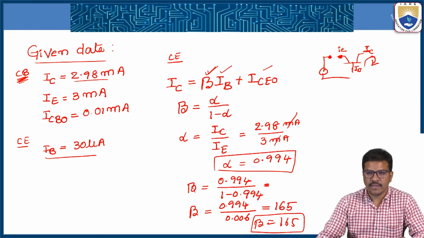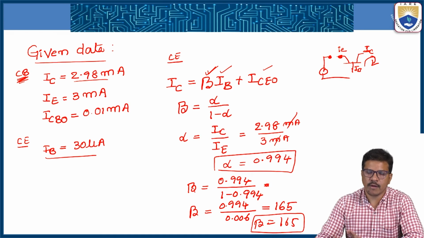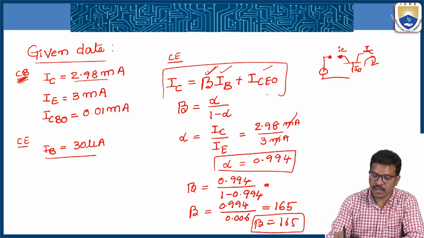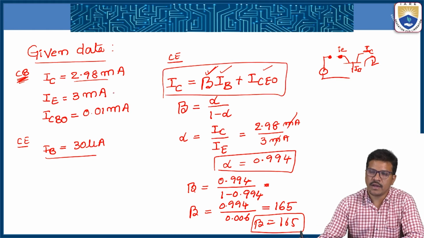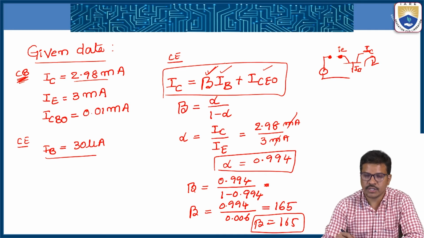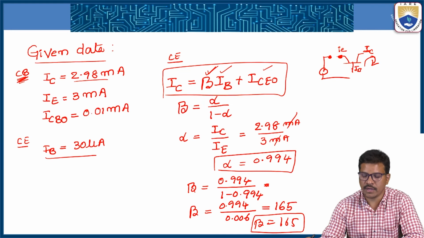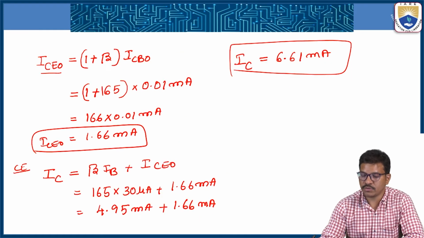So simply, the given data was in a common base configuration, and we find out the common emitter configuration collector current. So immediately we take the formula for collector current in common emitter and check which parameters need to be found in the given equation. Based on that, we collect all the formulas and the relations between alpha and beta, and the IC, IB and ICO formulas. Then substitute, and you will get 6.61 milliampere.